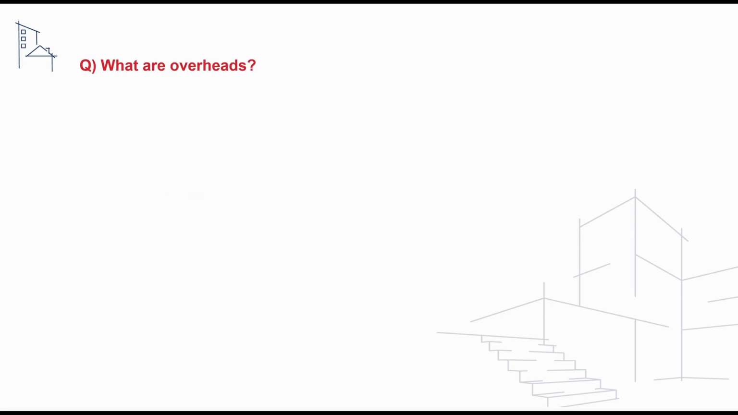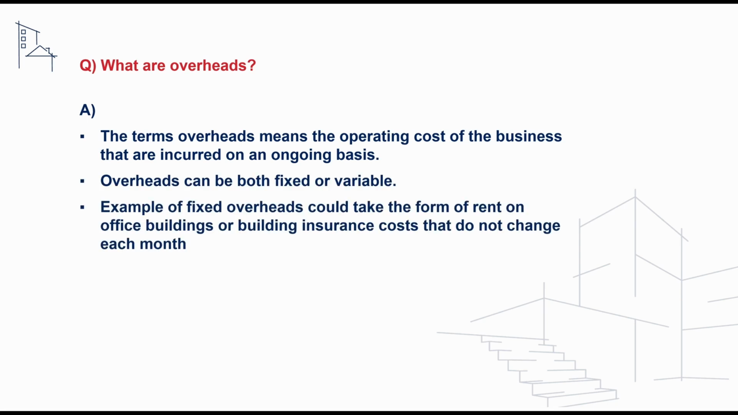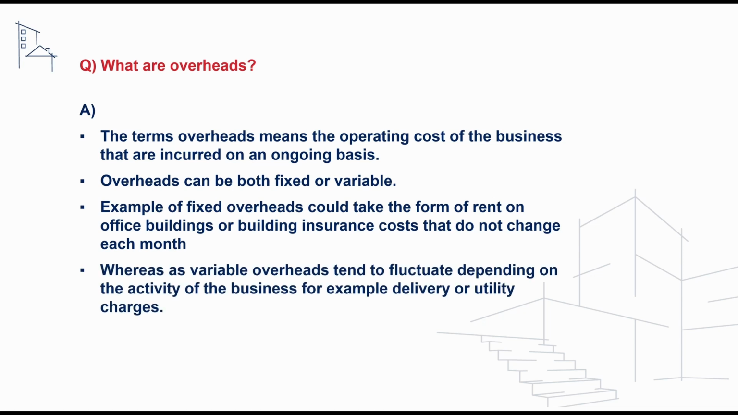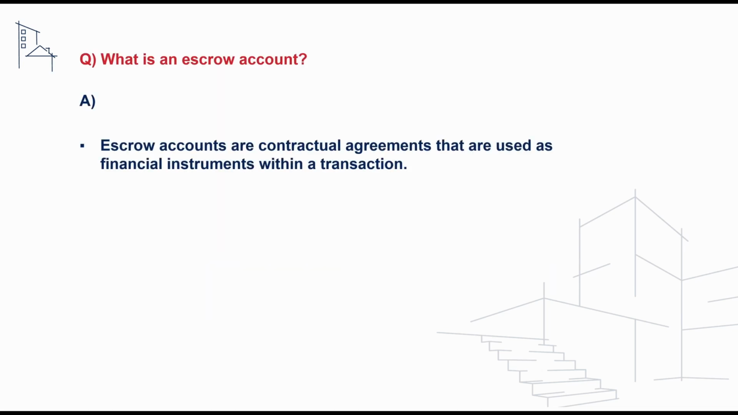We may also be asked a question on our understanding of the term overheads, and to address this we can say that overheads means the operating costs of the business that are incurred on an ongoing basis. Overheads can be both fixed or variable. For example, fixed overheads could take the form of rent on office buildings or building insurance costs that do not change each month, whereas variable overheads tend to fluctuate depending on the activity of the business, for example delivery or utility charges. The next question we'll take a look at is what is an escrow account?